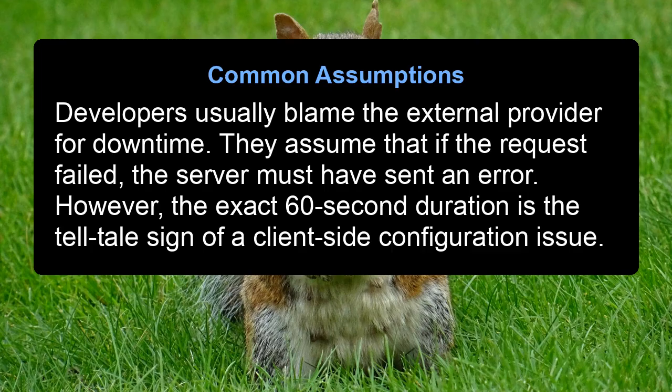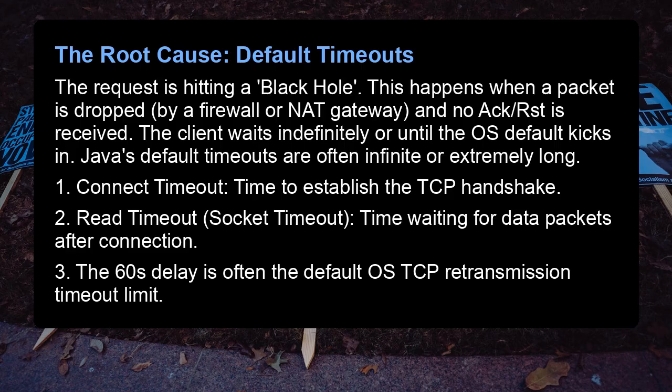Common assumptions. Developers usually blame the external provider for downtime. They assume that if the request failed, the server must have sent an error. However, the exact 60-second duration is the telltale sign of a client-side configuration issue. The root cause: default timeouts. The request is hitting a black hole.